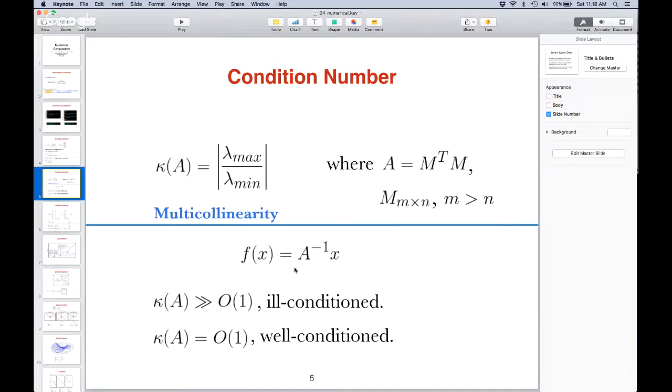And here's some terminology. If your conditioning number is in the order of 1, it's well-conditioned. If it's a very large value, it's ill-conditioned. Let's say if your condition number is about 10 to the 9, then rule of thumb is you will lose 9 digits of accuracy in your computations.